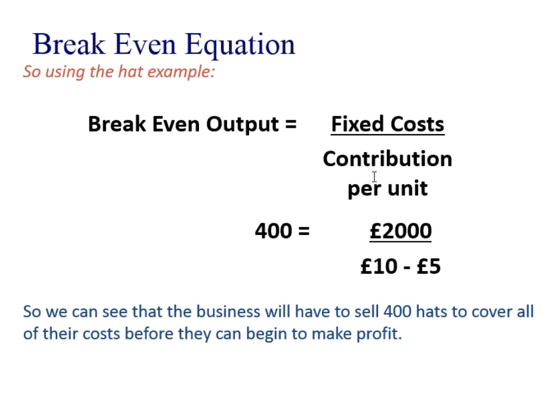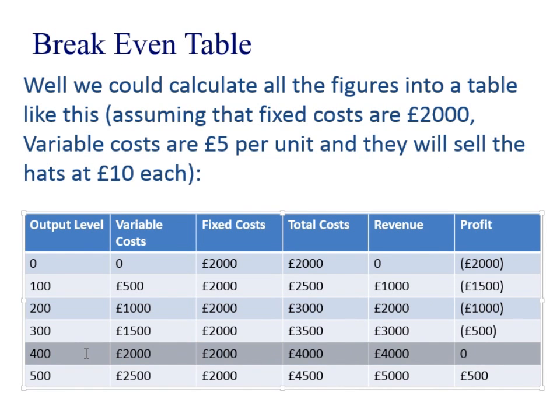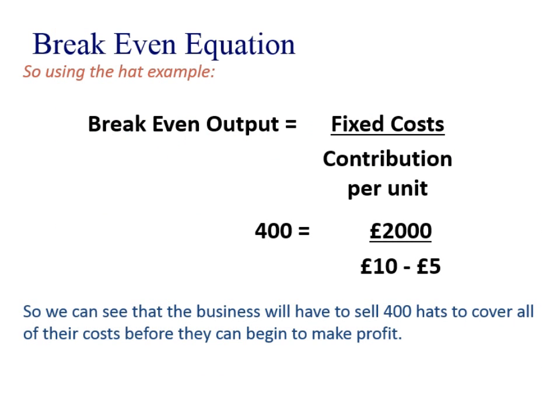So if we put our numbers in, it's 2,000 divided by 10 minus 5, which is 5. So 2,000 divided by 5 equals 400. So we're getting the same figure. We should be getting the same figure that we got with the table method. And then lastly, you could use the graph to work it out.